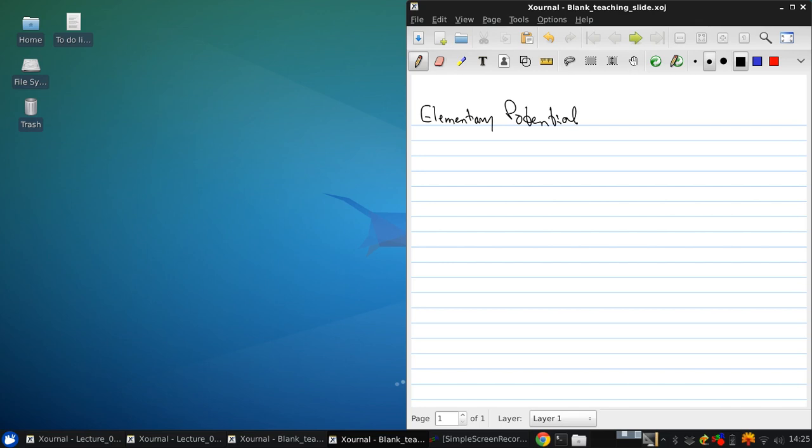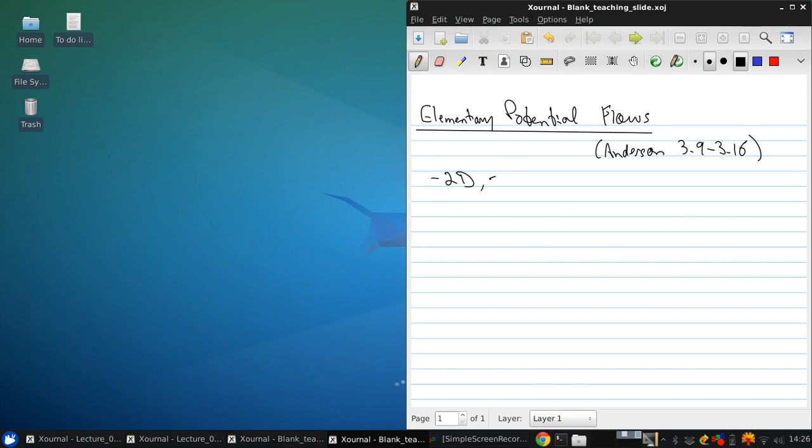This is from your textbook as well, sections 3.9 to 3.16. Okay, so here are our simplifying assumptions.